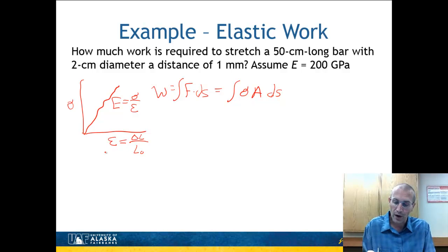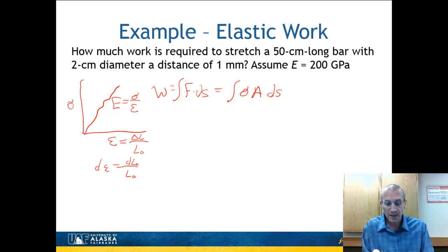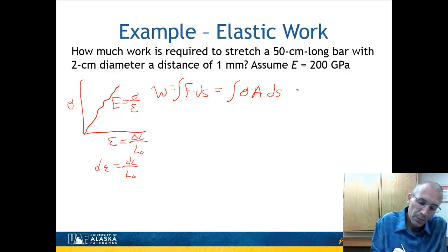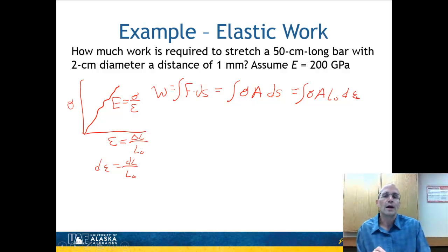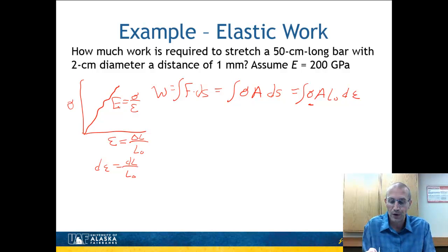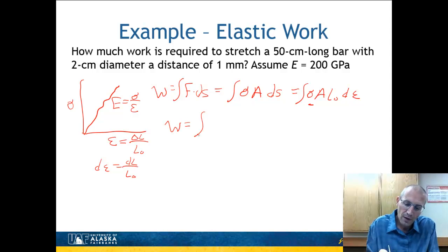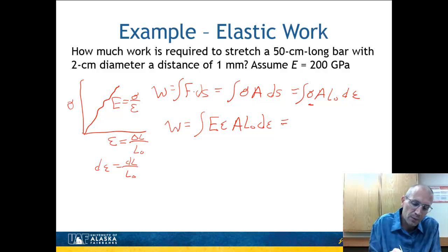So if I look at my strain equation that I have here, I could go ahead and say that d epsilon is equal to dl over L naught. So in place of ds or dl, I'm going to put in L naught d epsilon. This is going to become sigma A, and then ds is going to be L naught d epsilon. So I'm going to do one more final substitution. For this sigma value here, I'm going to put in the Young's modulus as E times epsilon. So now my work is going to be the integral of E epsilon A L naught d epsilon, and we can go ahead and do that integral.